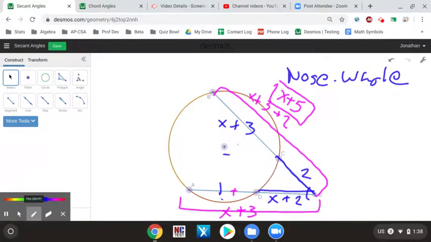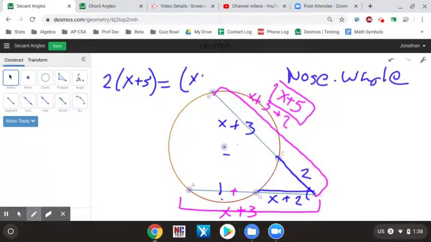So when I set up this equation, I'm actually going to need to set it up this way, that I have the nose piece. So of the top piece, the nose is 2, and the whole length is x plus 5. And on the bottom piece, the nose is x plus 2, and the whole length is x plus 3. Now, once again, these can sometimes require a little bit of algebra, so let's go ahead and work our way through this.